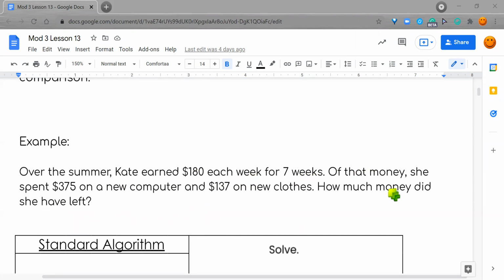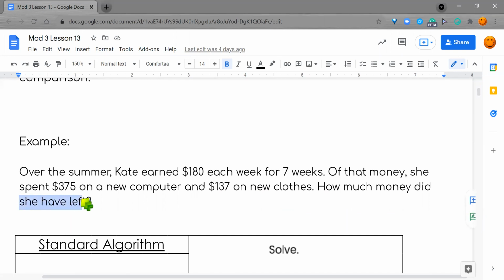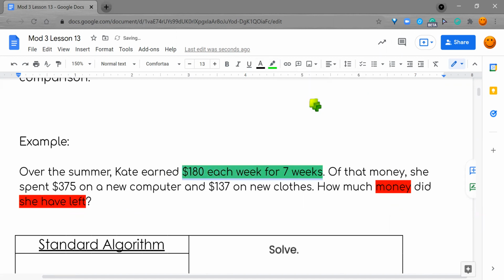So the first thing I'm going to look at is my question. How much money did she have left? I'm going to highlight that red because this is our end point. Now, what am I going to start off with? I see I'm going to start off with $180 for 7 weeks. So I'm going to highlight that green.